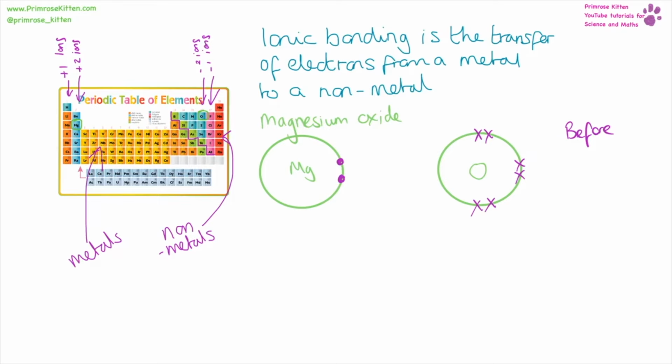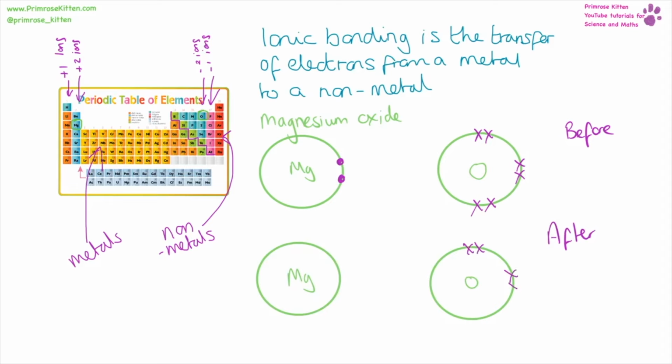Here we're going to make magnesium oxide. Magnesium is in group 2, so it has 2 electrons in its outer shell. Oxygen is in group 6, so it has 6 electrons on its outer shell. In ionic bonding, oxygen is going to keep the electrons that it's already had, and the electrons that were with magnesium are going to be transferred to oxygen.